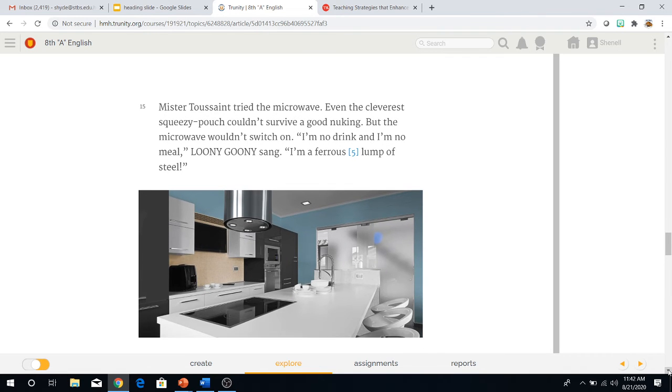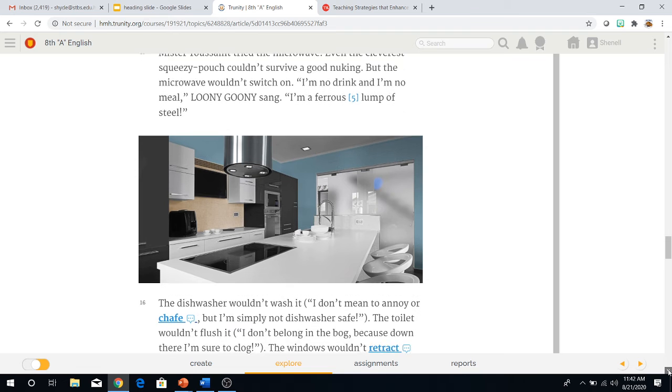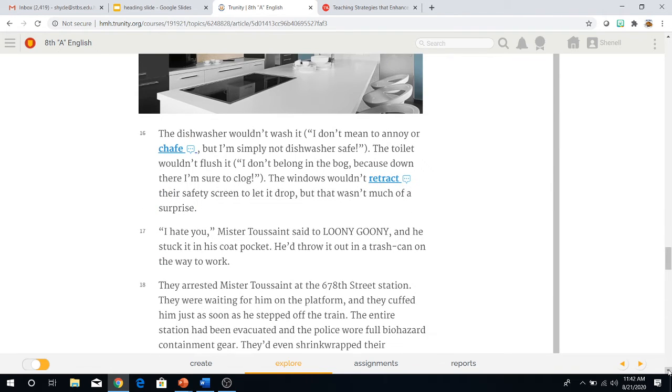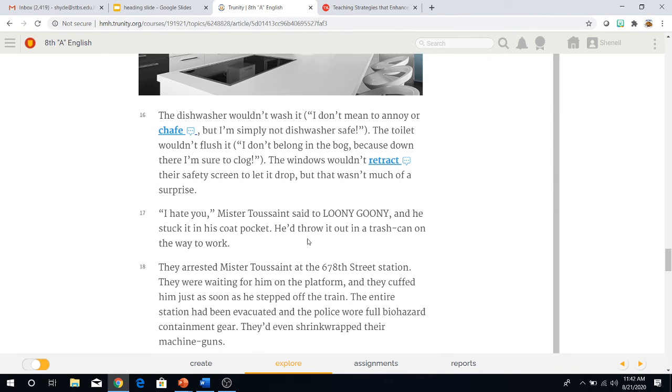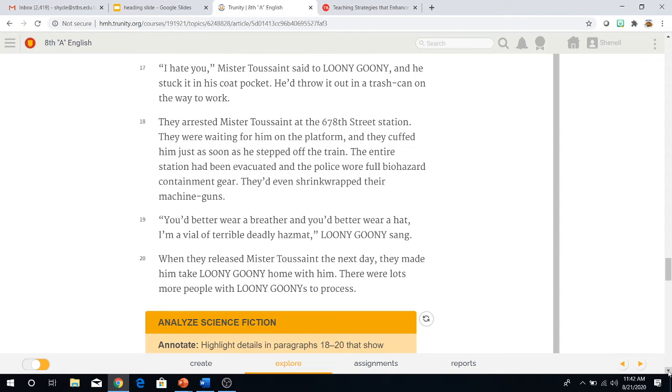When we come to paragraph 15, you'll see that we have an image of what Mr. Toussaint's kitchen looks like. Then you come to paragraph 16, which again, I'll bring your attention to the fact that we have one and two of your critical vocabulary words. Paragraphs 17, 18, 19, and 20.